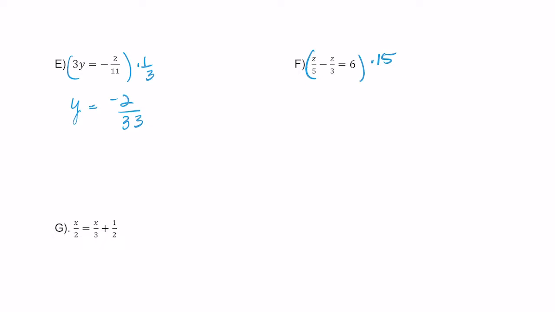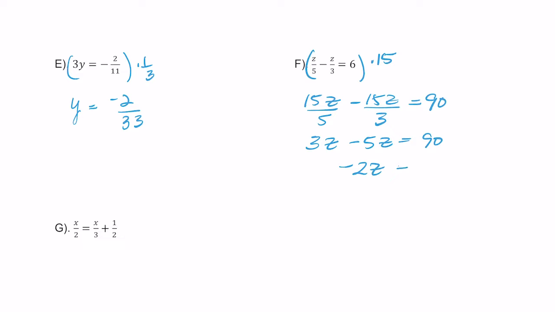So I'm going to do 15 times z over 5. So that would just be 15z divided by 5. And then I have 15 times -z over 3. So that's just -15z over 3. And then 6 times 15 gives me 90. Now we're going to reduce. So I can reduce 15 divided by 5, that gives me 3z. And 15 divided by 3 gives me 5z equals 90.